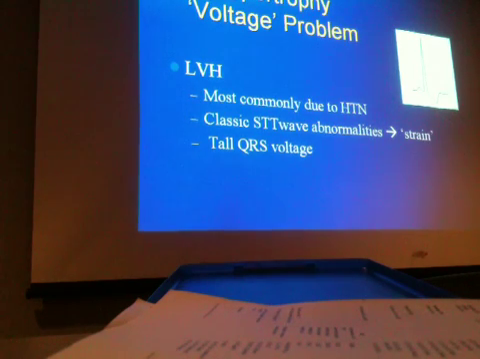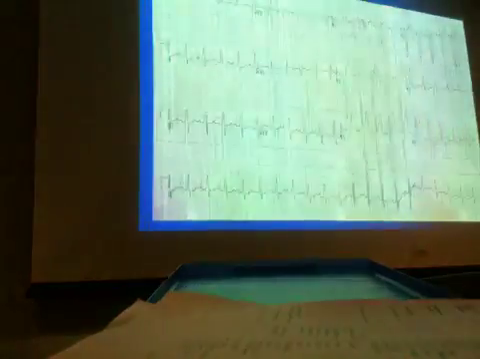There are ST changes again associated, just like you have with the bundle branch blocks, that are part of the LVH, the voltage problem, rather than an ischemic problem. Ischemia would be diminished heart flow. Okay? So here's an example of that.